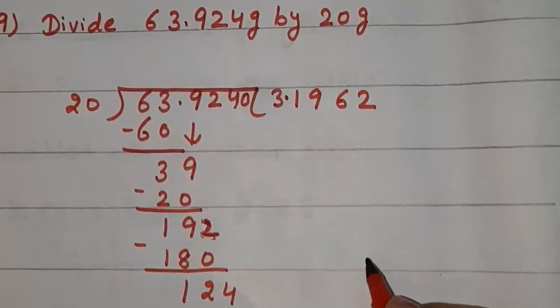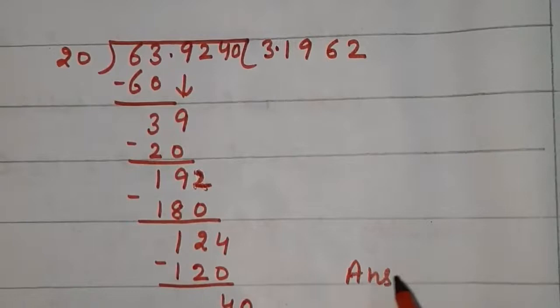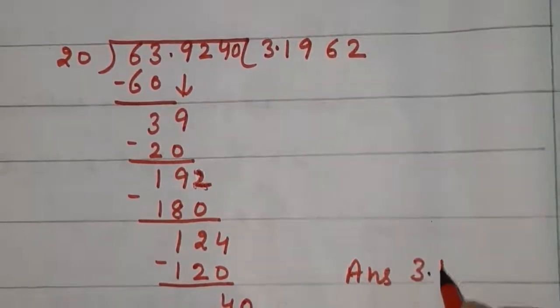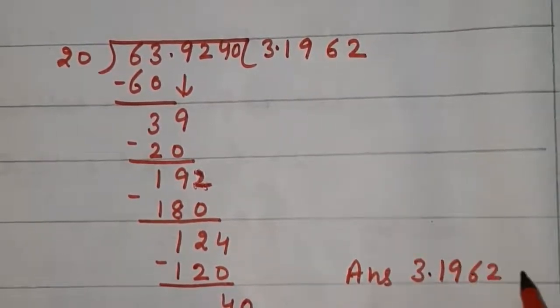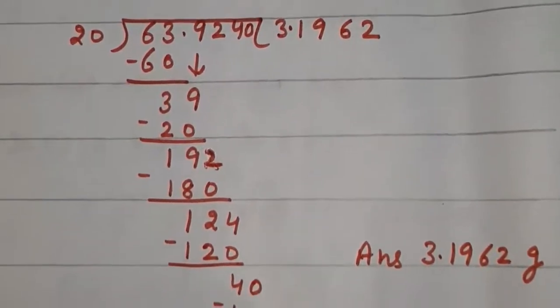And the important thing is when you write down the answer, in your answer you will write down unit. 3.1962 gram is your answer. Right?